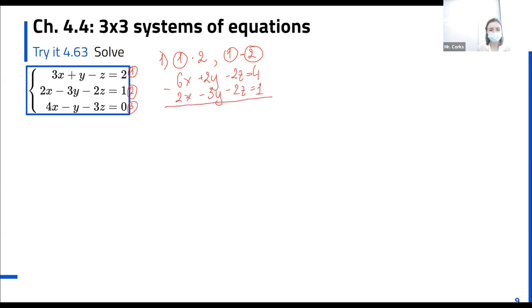What do we get? 6 minus 2, 4. 2 minus 3, 2 plus 3, 5. Minus 2 minus 2, minus 2 plus 2, 0. We don't have z. And everything equals 4 minus 1, 3. So this will be our equation number 4.